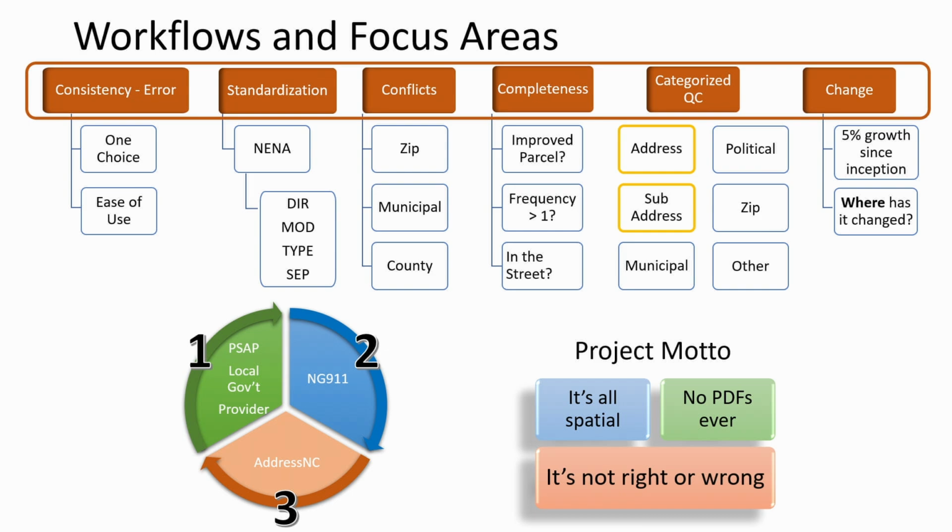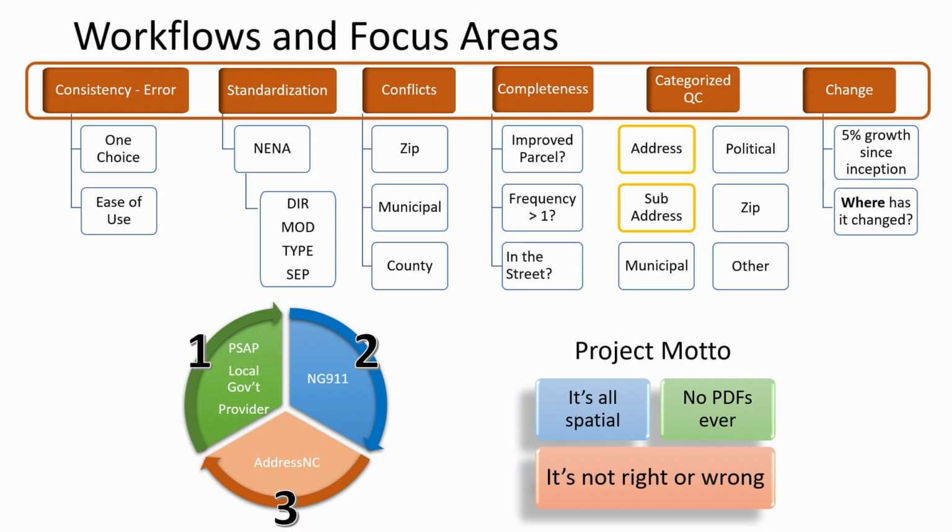We look at conflicts, so we use the USA zips, we use the official statewide municipal boundary layer, and the official county boundary layer from emergency management. We overlay our data, and if we find a conflict, we just report it. You said Raleigh, we say Cary. So, and that's our goal. Here's what we found, here's what it is.